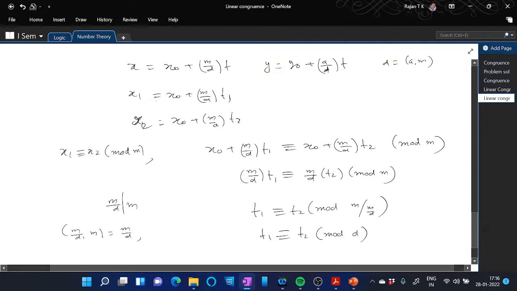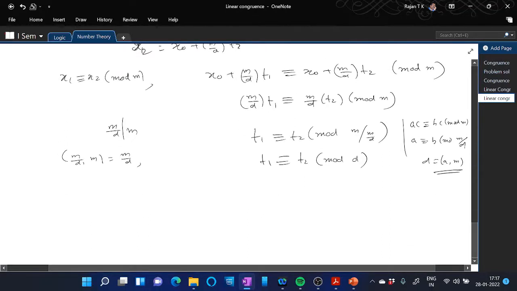So if x1 and x2 are two solutions such that they belong to the same congruence class, then t1 is congruent to t2 modulo D. And this is obtained from the result that if AC congruent to BC modulo M, then dividing by C, we know A is congruent to B modulo M by D, where this D is GCD of C and M. So from that result we get this t1 congruent to t2 modulo D. That is, if and only if t1 and t2 belong to the same congruence class modulo D. So x1 and x2 belong to the same congruence class modulo M if and only if t1 and t2 belong to the same congruence class modulo D.